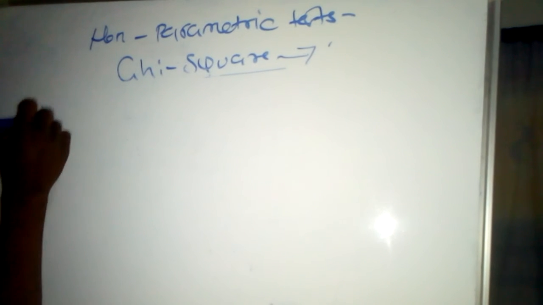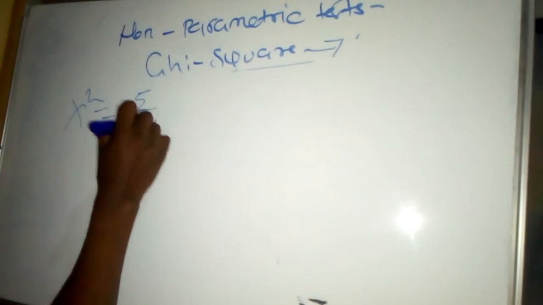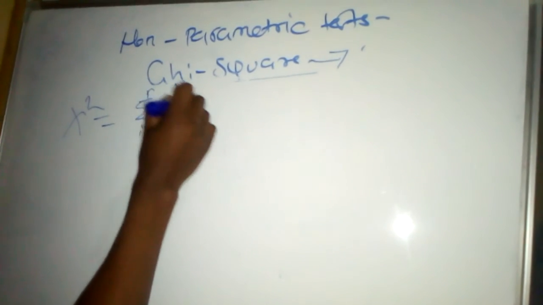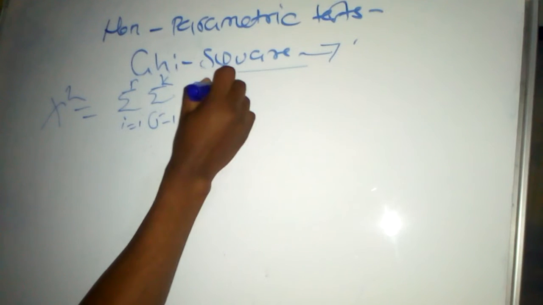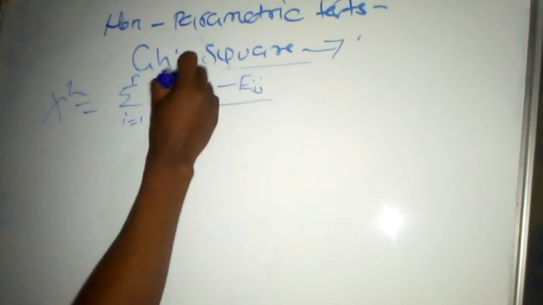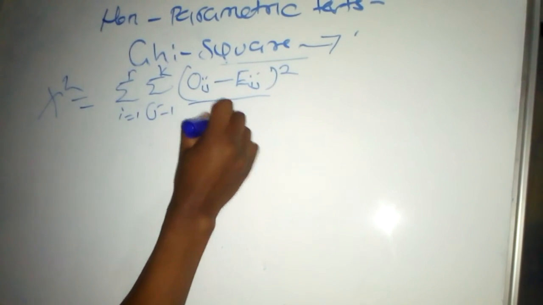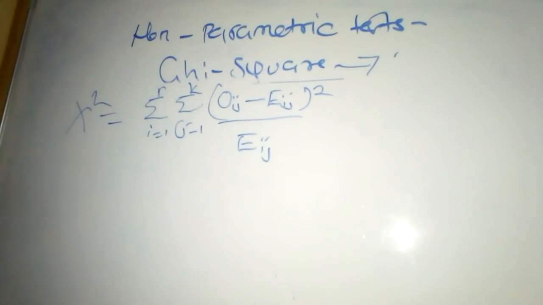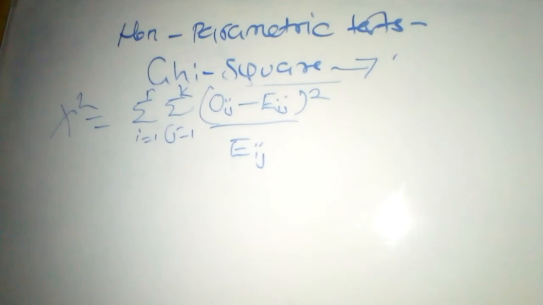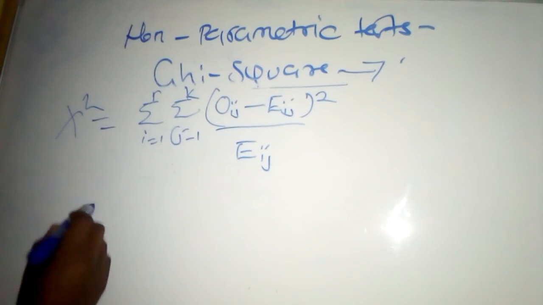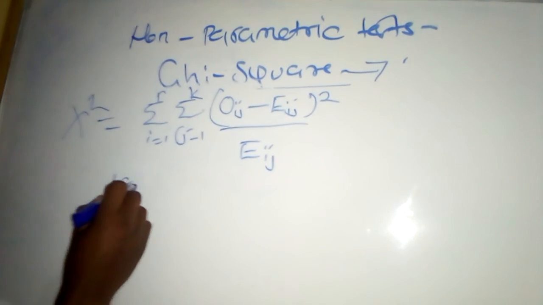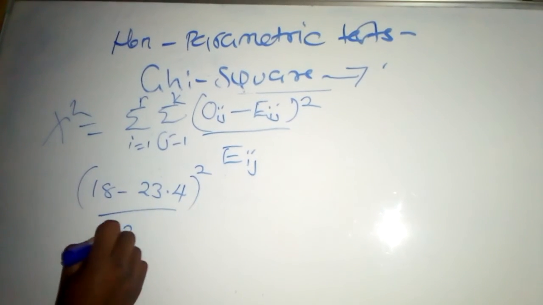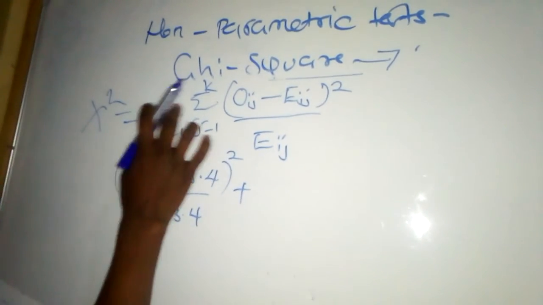Now, our formula for the chi-square is given by summation from i equals 1 to r, and then summation from j equals 1 to k, observed value O_ij minus expected value E_ij, all this squared, over expected value E_ij, which are marginal expectations. Remember, we got our expected values from our contingency table, and therefore using the same, you realize that we have 18 for the first cell, 18 minus 23.4, all this squared over 23.4. Remember, we are doing summation all over.